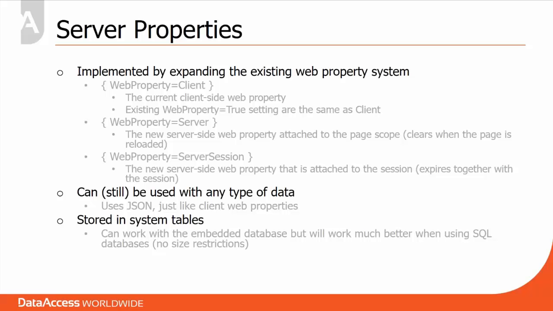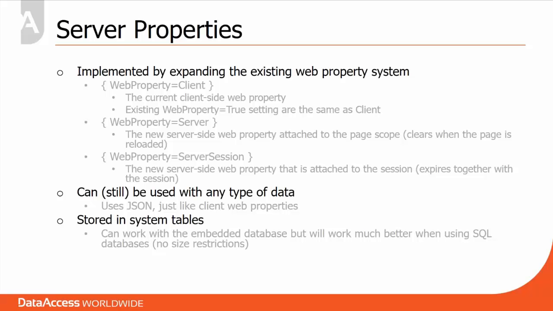Server, this does not travel back and forth with each call. It stays on the server, and it is attached to the page scope of the application. Then there's server session, same thing. It never goes back and forth. It stays on the server, but it expires when the session expires. So you've got a little bit of extra control over when it's a server property, whether you want it to have page scope or session scope. Again, it's used with any type of data.